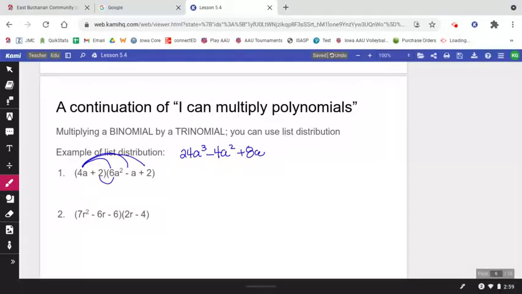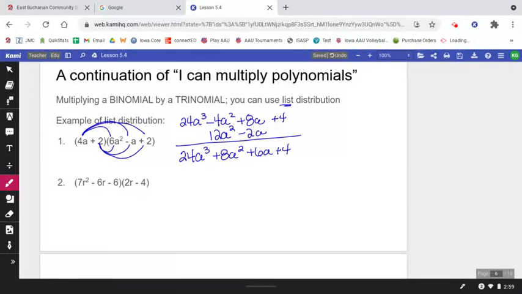Now when I distribute here to get that 12a squared, I'm going to stack that underneath. I'm going to list it underneath of my -4a squared. Then the -2a, I'm going to list under the 8a. And the 2 times 2, which is 4, there's no other like terms, so it gets listed at the end. So this makes it easier that when I do my combining of like terms, they're all in the same place.